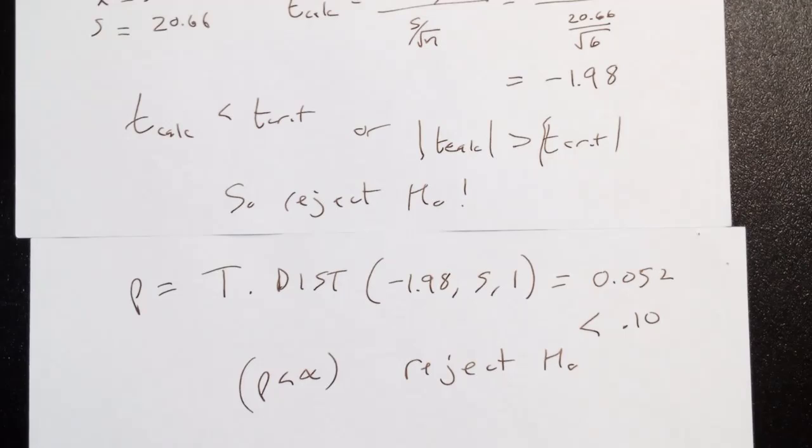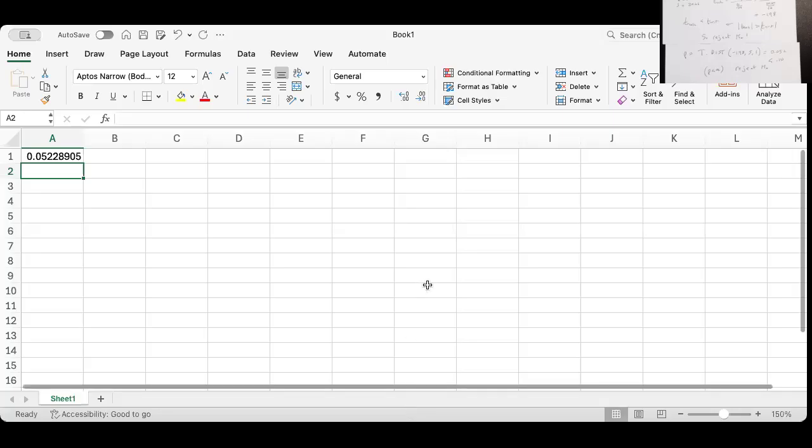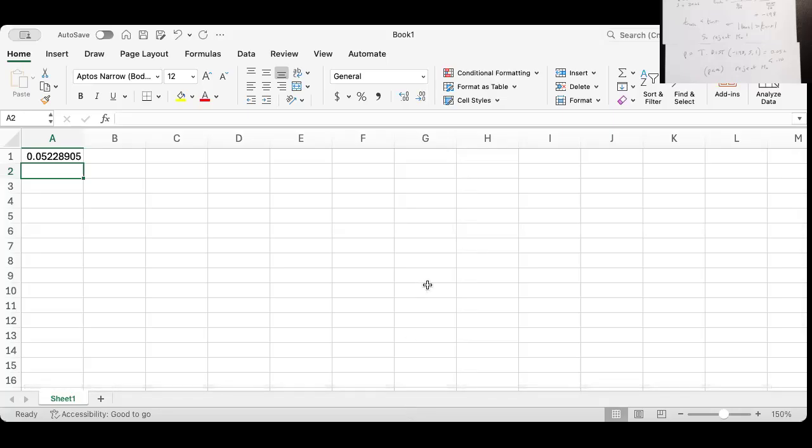And notice that when we were in Excel, there was something available in Excel that wasn't available on my table. My table only gave me right tail numbers. That number is a left tail number because I fed it, you look at the command up there, negative 1.98. If I'd asked for positive 1.98, it would have given me the cumulative distribution. That's not helpful. So what if I want to do a right test, not a left test?